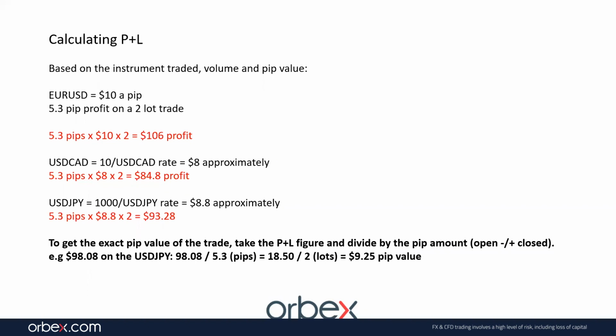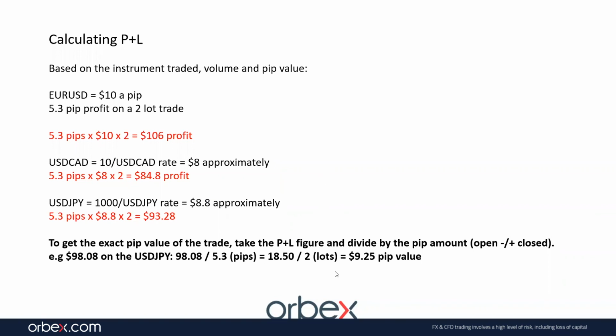Calculating P&L, as I said, we're looking at the pip amount difference on the trade, how many pips you've earned or how many pips you've lost. In these examples, I've done 5.3 pips, and then based on the pip value as well. And then we're looking at the volume amount as well. So in this case, I've done 2 lots here. So that's just to keep in mind.